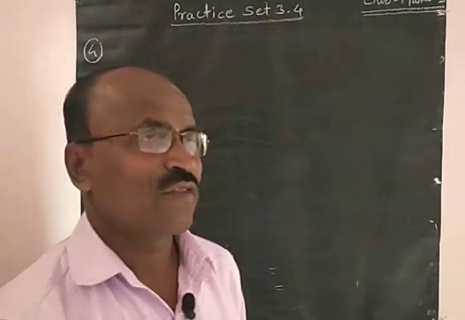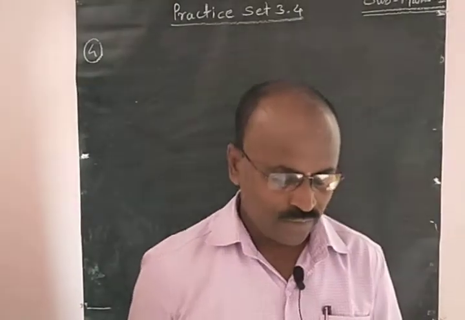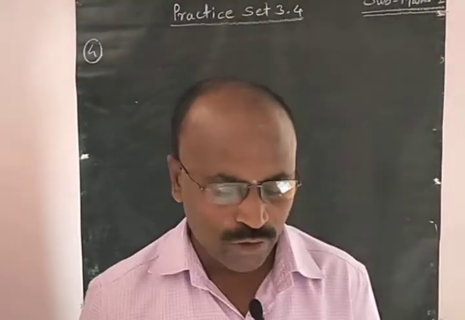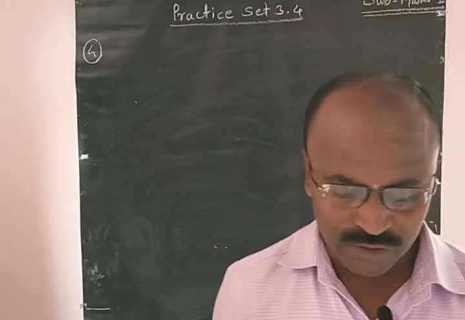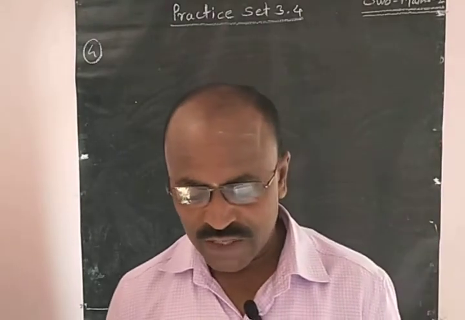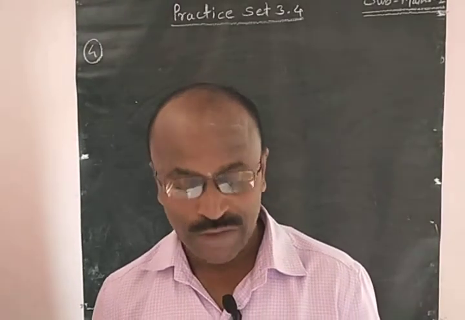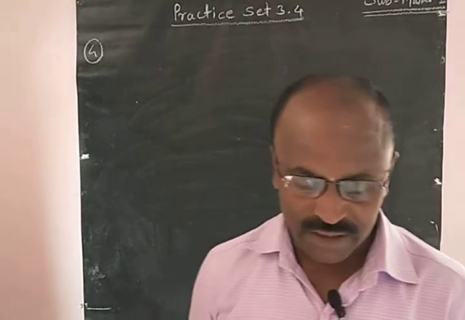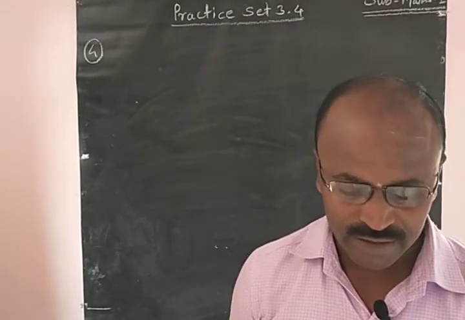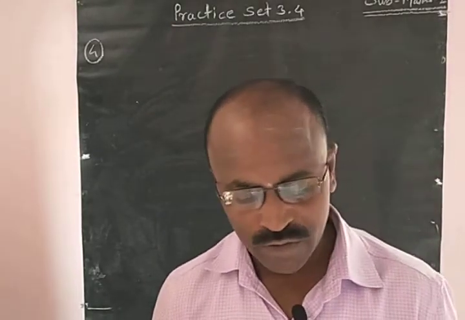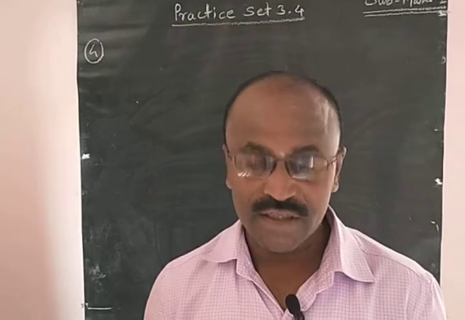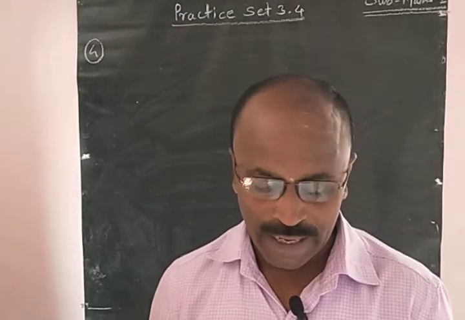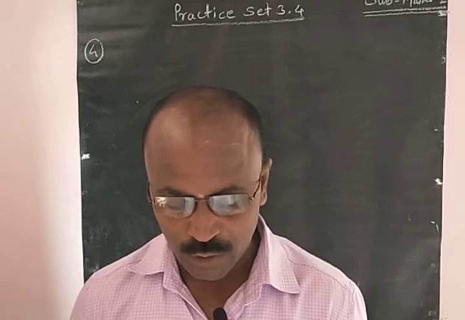Let us see the fourth question. There is an auditorium with 27 rows of seats. There are 20 seats in the first row, 22 seats in the second row, 24 seats in the third row, and so on. Find the number of seats in the 15th row and also find how many total seats are there in the auditorium.